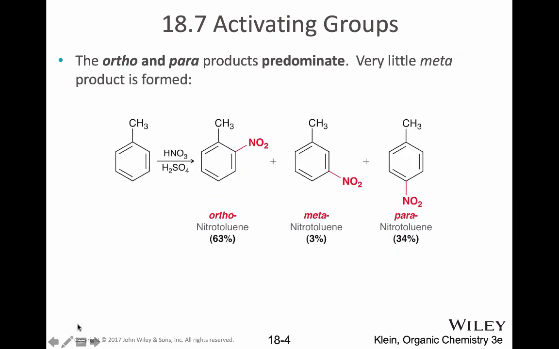When something predominantly makes the ortho and the para product, we call that an ortho-para director. So this alkyl group is an activator. We call this an activator, and that's the rate of the reaction. That means this is going to make the reaction faster than with benzene. This group is also an ortho-para director, which means you predominantly get the ortho and the para product.